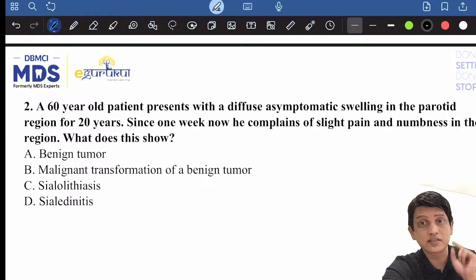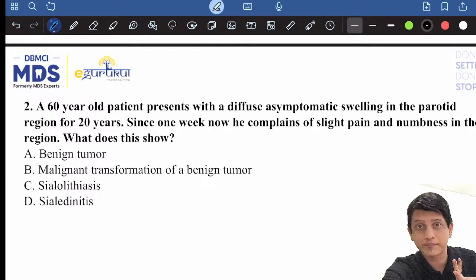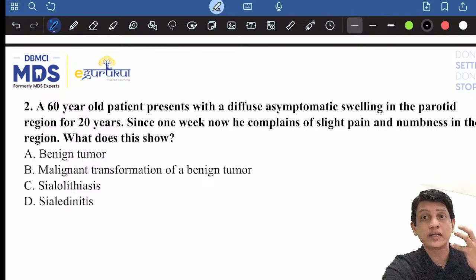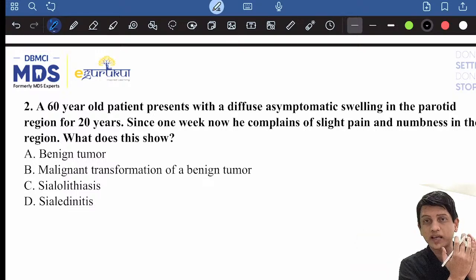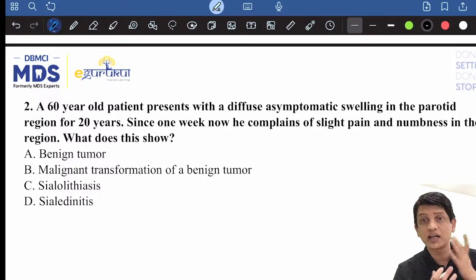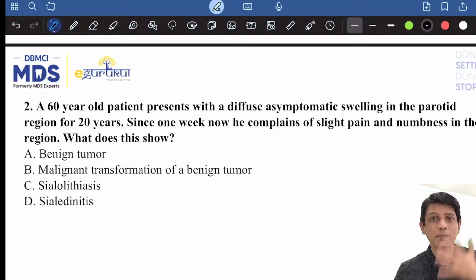So what are the signs of malignant change? Rapid increase in the size of the swelling. When there is a rapid increase in size, it stretches the parotid capsule, so they may have a dull aching type of pain in that area. And in the parotid, between the superficial and deep lobes, there is the facial nerve. When the swelling increases in size, it compresses the underlying nerve, so they may have paresthesia or numbness in the region.